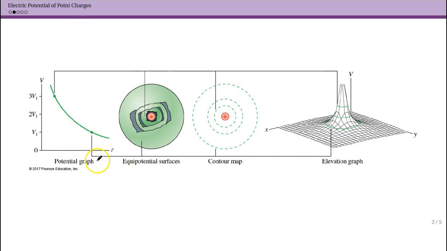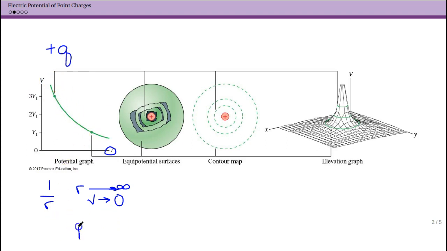So our potential graph, we are looking at the radial distance. And remember that this goes as 1 over r, so what you see is that as r goes to infinity, our potential is going to 0. And so if we imagine this going really, really far out, eventually this line would reach it. And this is for a positive charge. If we had a negative charge, this would all be negative.